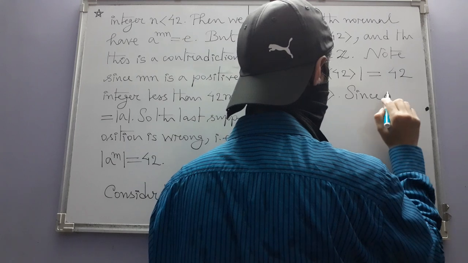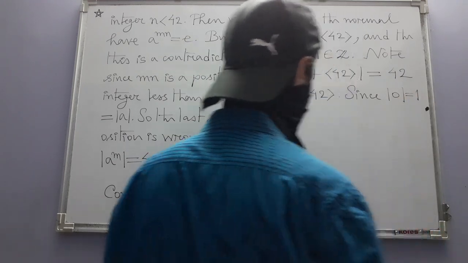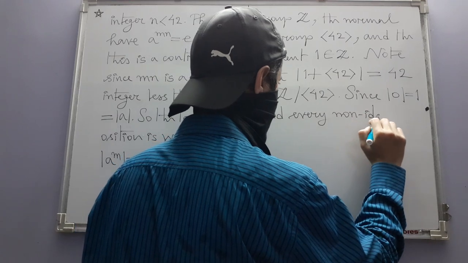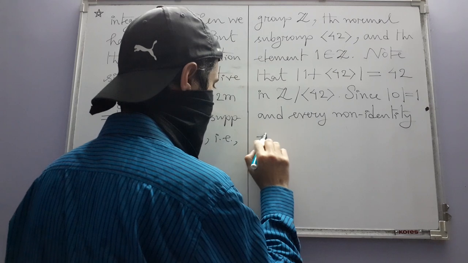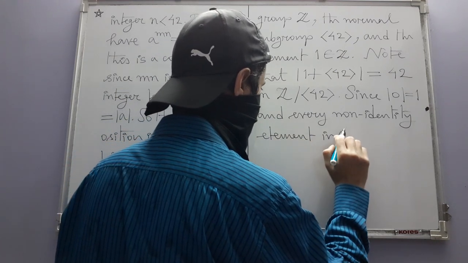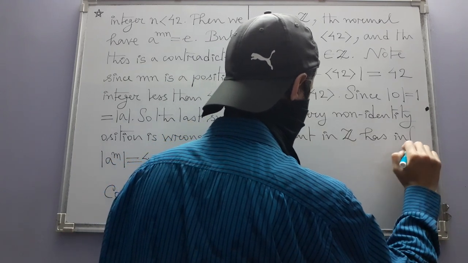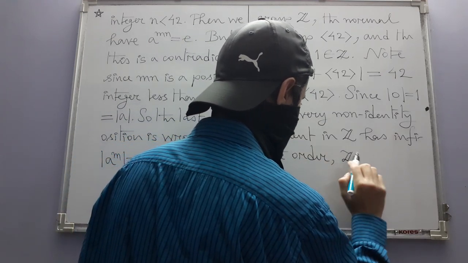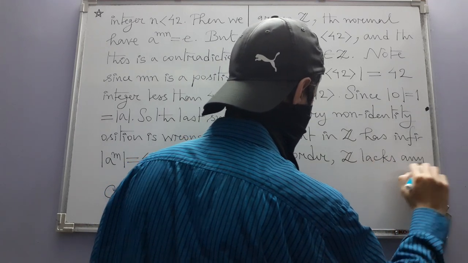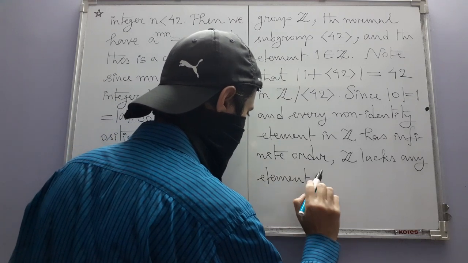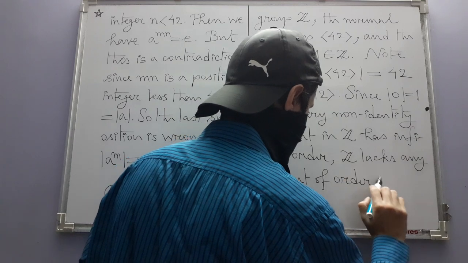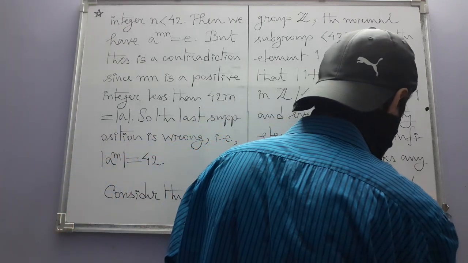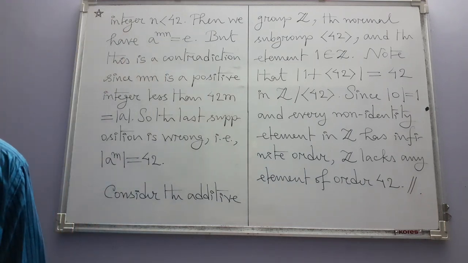Since the order of 0 is 1, and every non-identity element in the original group has infinite order, this lacks any element of order 42. So if our group is infinite, then there is no guarantee that such an element will exist. So that is the solution. Let's now see the next one.